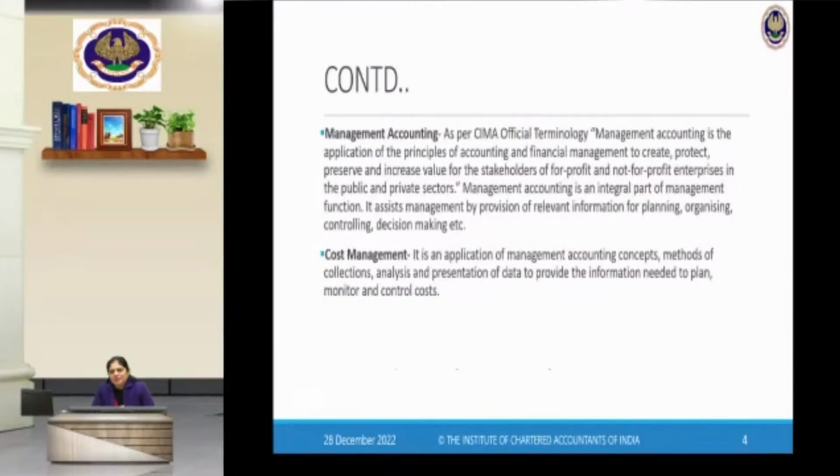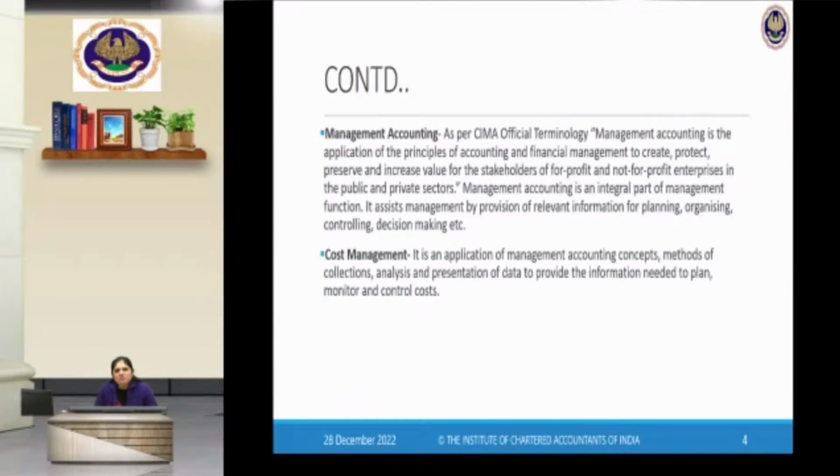Management accounting. Management accounting is more of the application of principles of accounting and financial management. Wherever management accounting comes, it has to be information that is useful for the management of the organization. Basically, management accounting is the application of the principles of accounting and financial management to create, protect, preserve, and increase the value of the stakeholders.